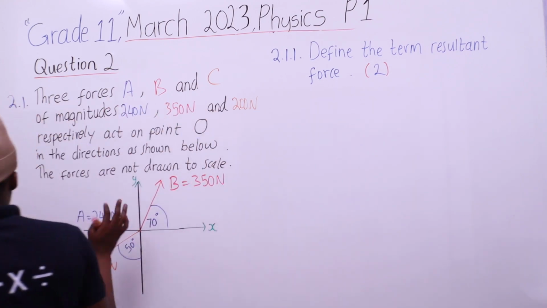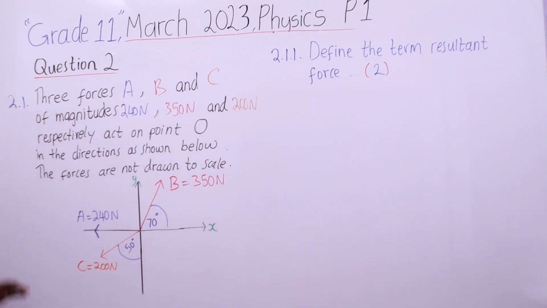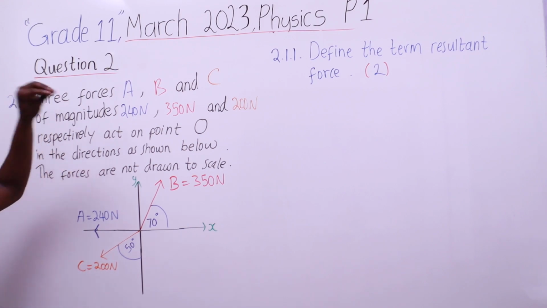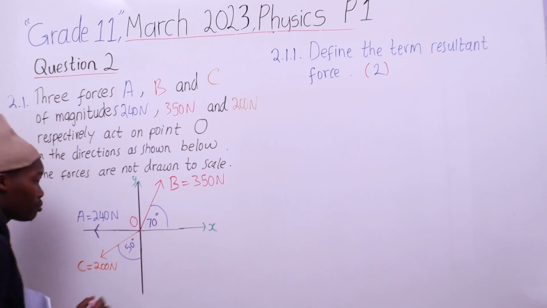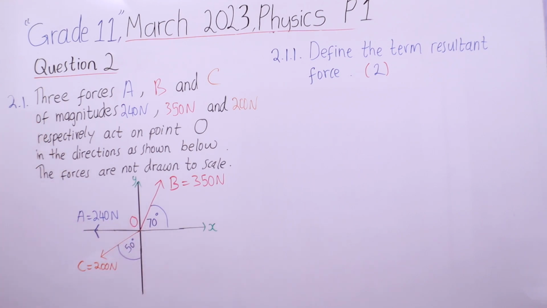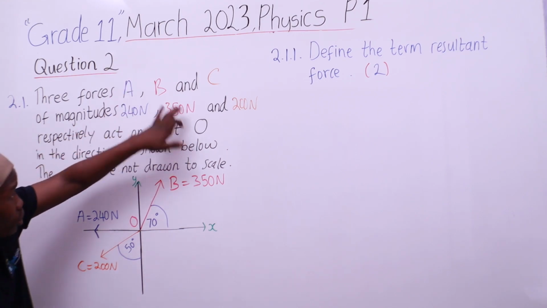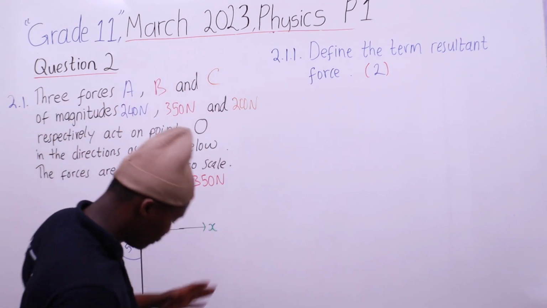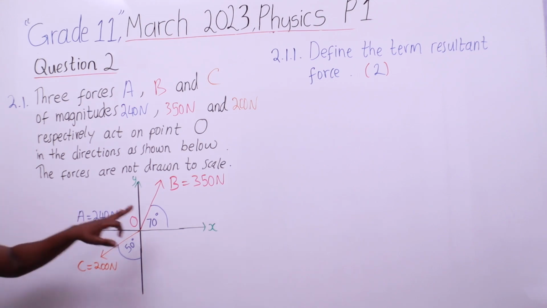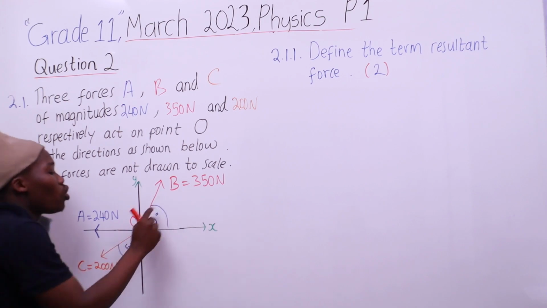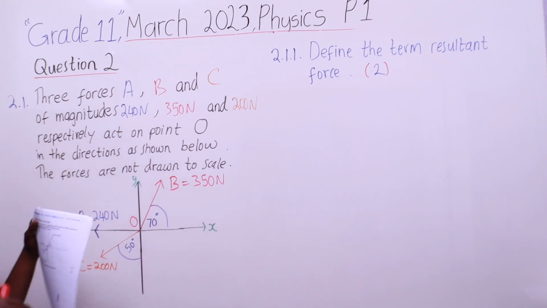Alright, so we understand that we have three forces, A, B, and C, acting on a common point, O. Their magnitudes are 240 newtons for A, 350 newtons for B, and 200 newtons for C. But they are acting at certain angles. And the forces are not drawn to scale.